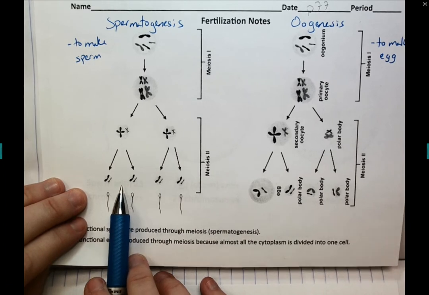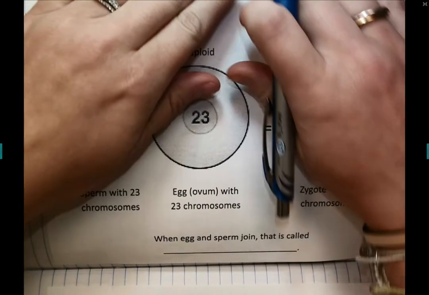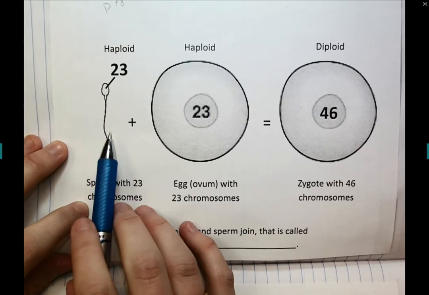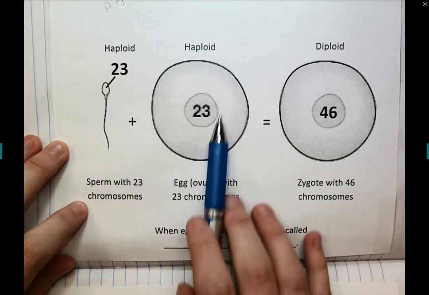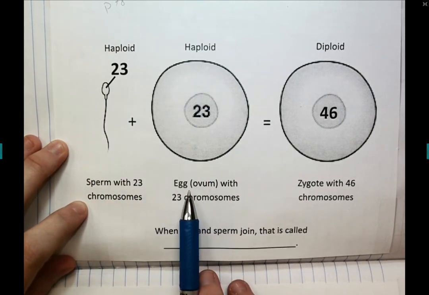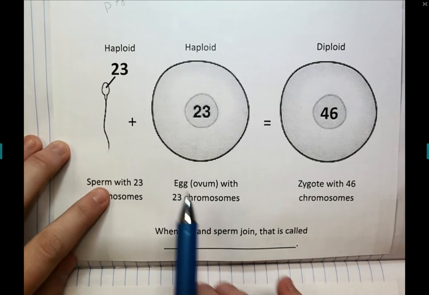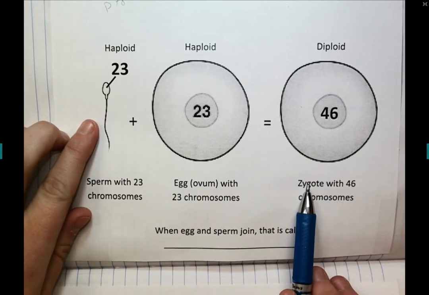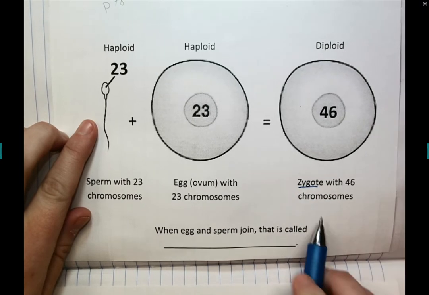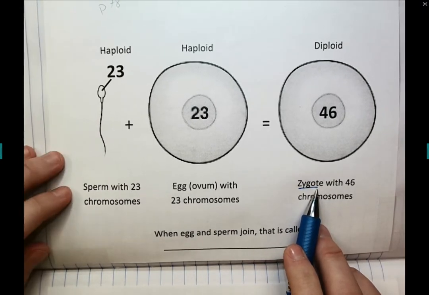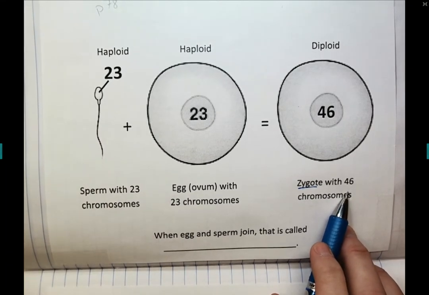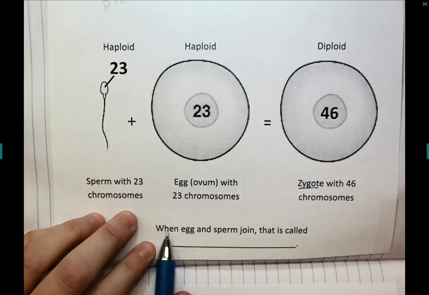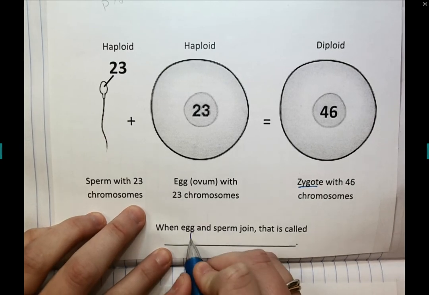Once meiosis is finished, now that we have our actual haploid gametes, we're human, so the sperm is going to have 23 chromosomes. The egg or ovum, same thing, they each have 23. So if the sperm and the egg combine, we end up with a zygote, which is just the first cell that is made. And we come back to having our diploid number of 46 to have a normal, healthy offspring.